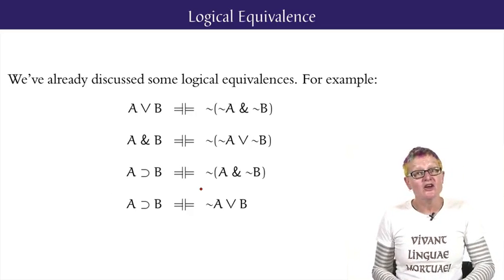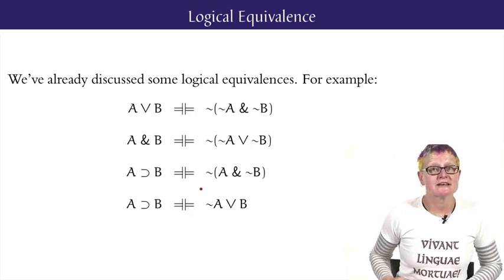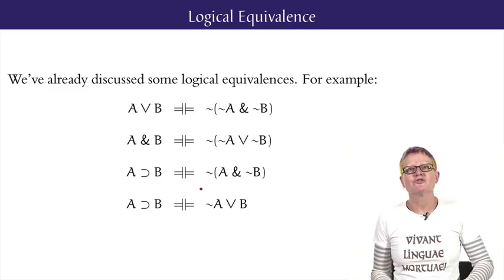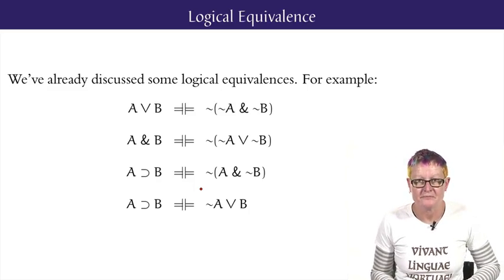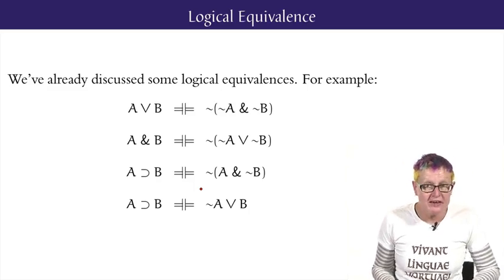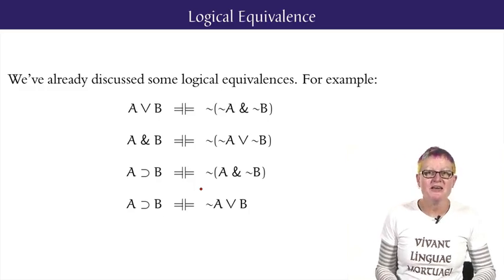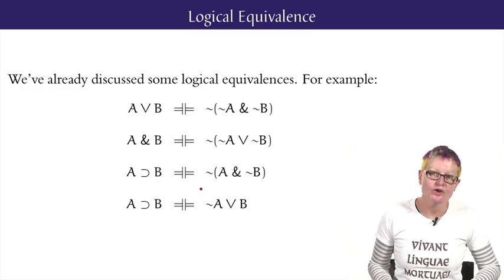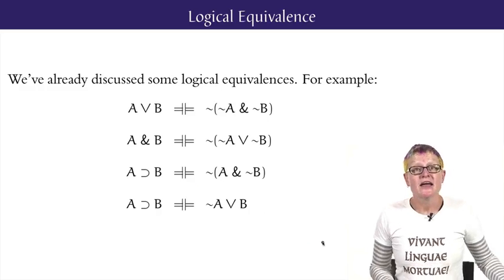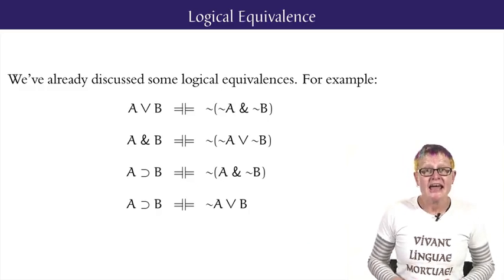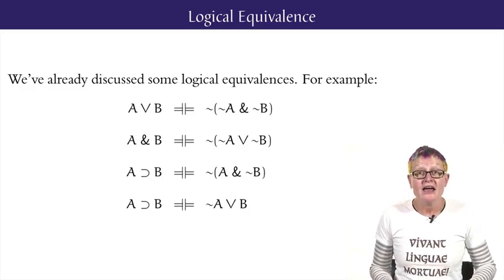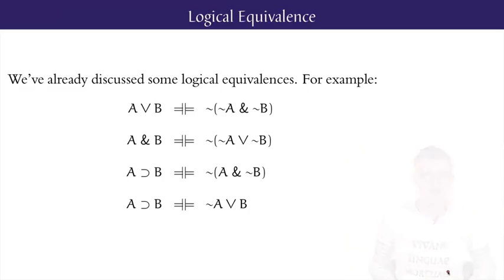In earlier lessons we have already discussed some logical equivalences, where two formulas have exactly the same column of truth values under their main connective. The De Morgan's laws give A or B as logically equivalent to not A and not B, and dually A and B is logically equivalent to not A or not B. The meaning of the material conditional is expressed in the logical equivalence of if A then B with not A and not B, and also with not A or B.